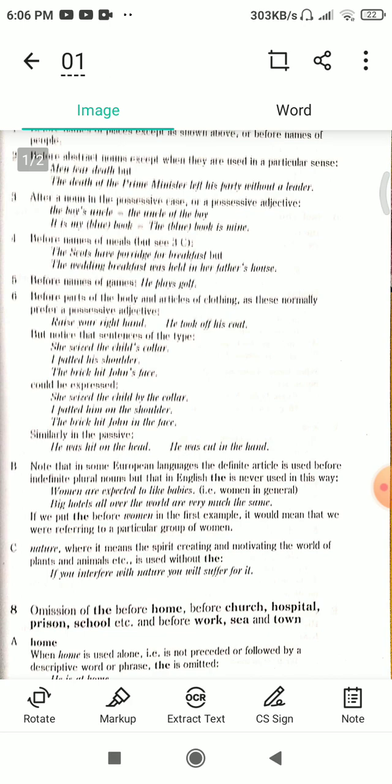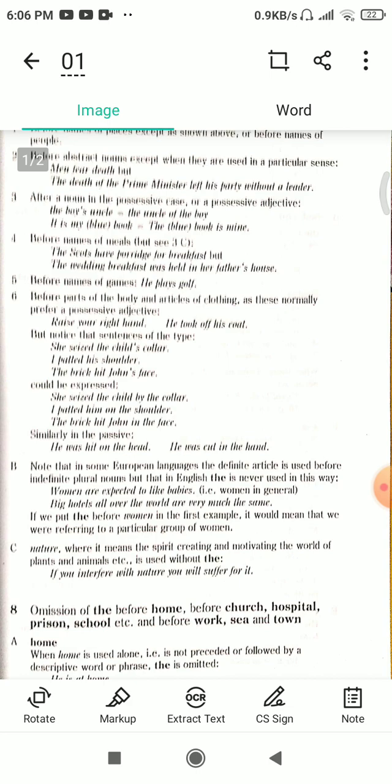Today I am going to discuss page 21, practical English grammar. The topic is omission of the article. The definite article is not used. There are the lists.